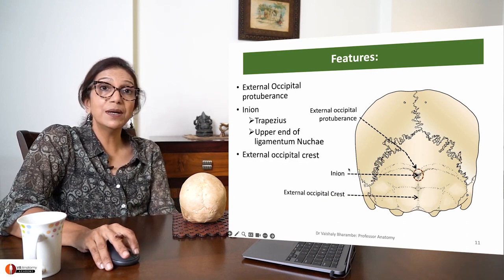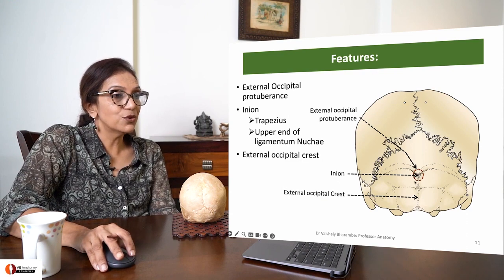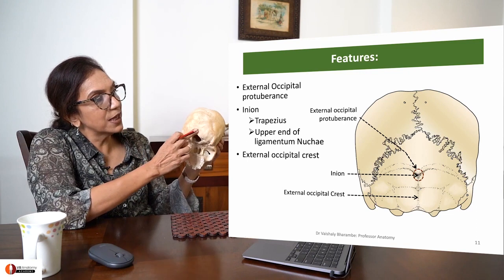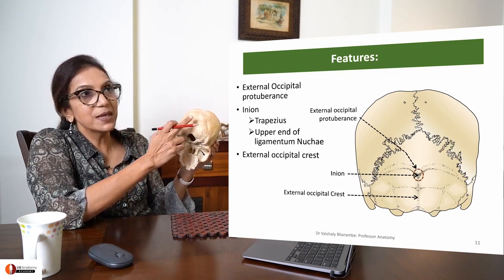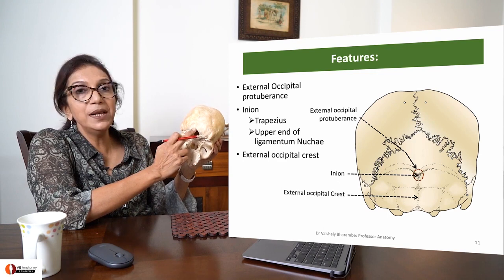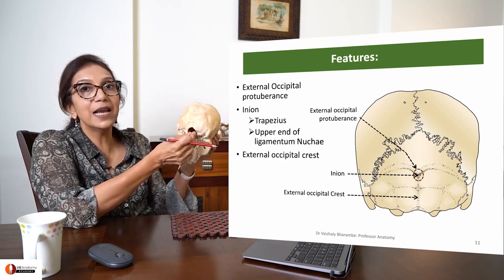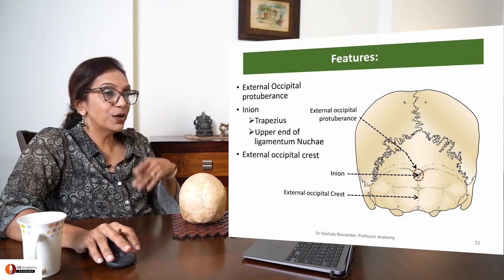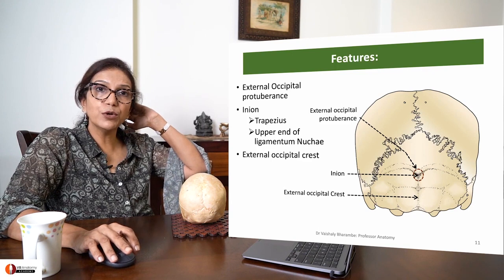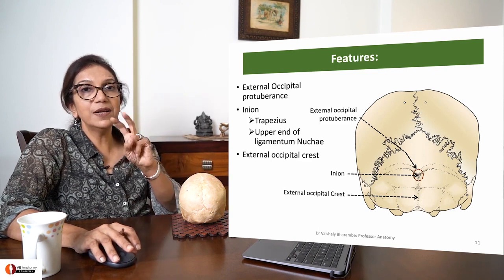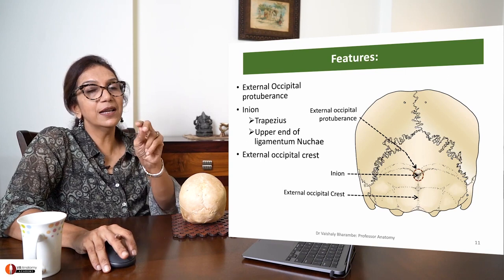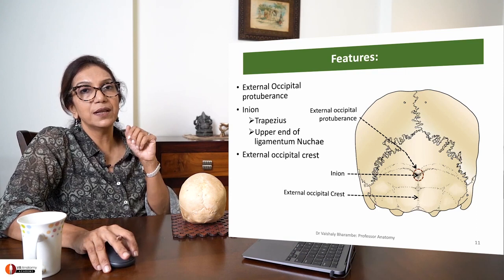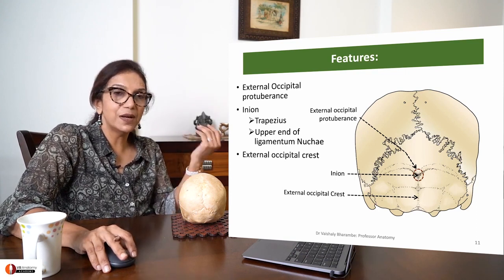Where is the rest of the ligamentum nuchae attached? It's attached to the external occipital crest, which is a midline elevation that can be found here, extending from the external occipital protuberance to the foramen magnum. It's a linear elevation. So what did we learn now? External occipital protuberance, inion giving attachment to trapezius and the ligamentum nuchae. And below that, a longitudinal crest called external occipital crest giving attachment to the rest of ligamentum nuchae.